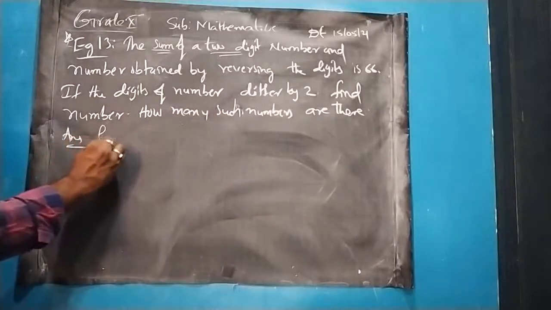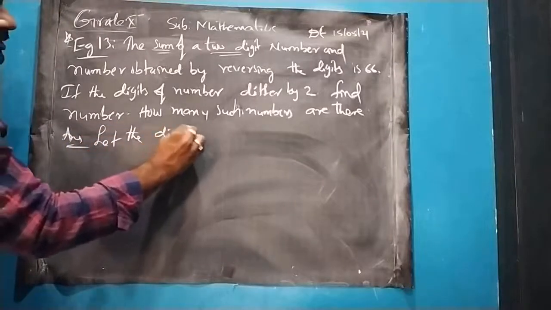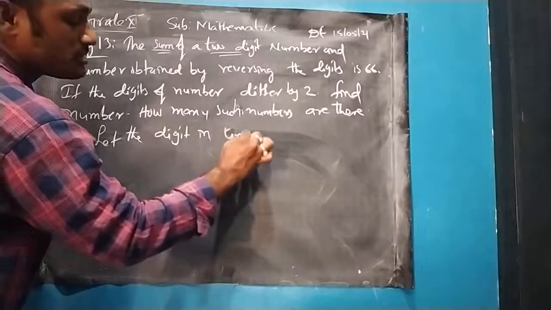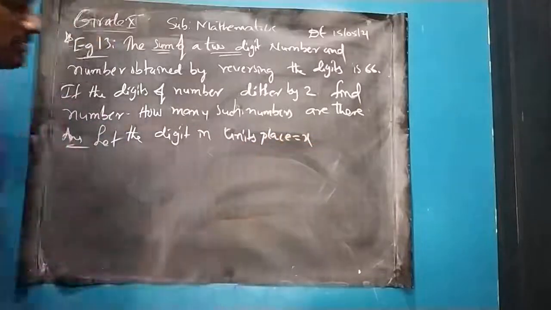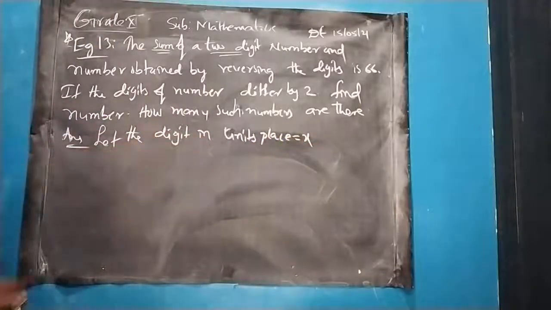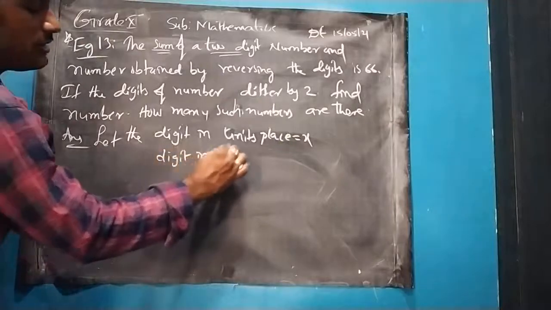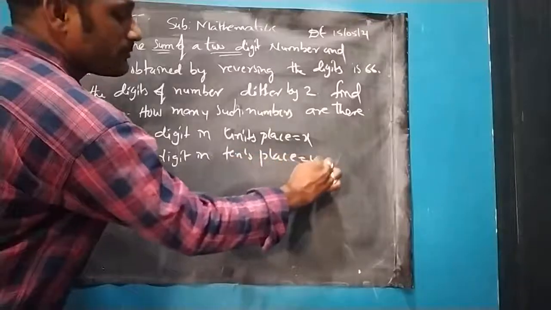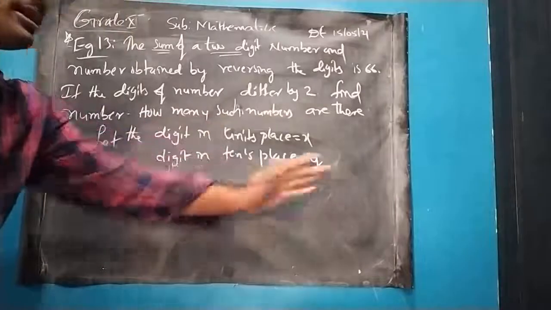So let the digit in ones place or units place, so we'll assume it as units place, okay? Let the digit in the units place be x. Next, the digit in tens place, we will be assuming it as y. Okay. Now I got what is there in the units place as well as in the tens place.